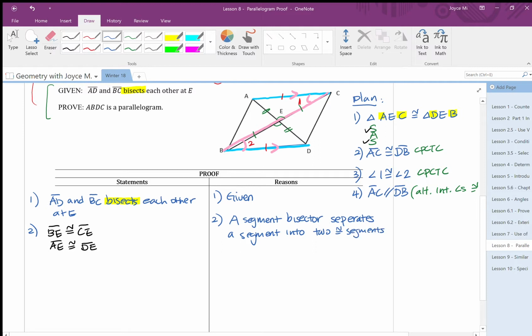Now look at it. Now I need an angle. We are planning to use the vertical angles on top and bottom here. So I could say angle number 3.